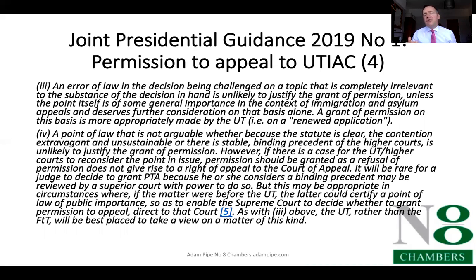Don't frame every set of grounds you draft as a point of general importance, or judges will quickly realize that your grounds are not serious. So if you do think there is a general point of importance, even though there might be authority the other way, then engage with it specifically and deal with it head on, but save it for the real ones where there are those kind of issues.